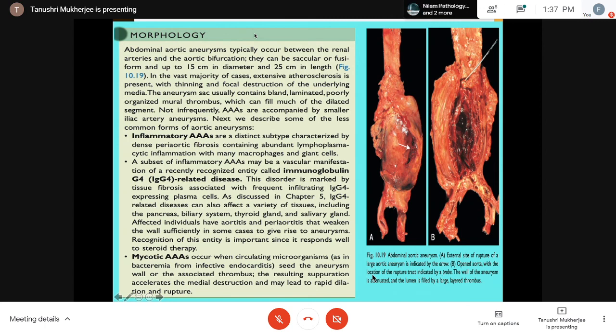Because these IgG4 related diseases can affect a variety of tissues, almost all the systems, affected individuals have aortitis and periaortitis that weakens the wall sufficiently in some cases to give rise to aneurysm. So recognition of this entity is very important because steroid therapy is the treatment for this. And then there are the mycotic aneurysms, where circulating microorganisms, as in bacteremia or infective endocarditis, seed the aneurysm wall or the associated thrombus. The resulting suppuration accelerates the medial destruction and may lead to rapid dilatation and rupture.